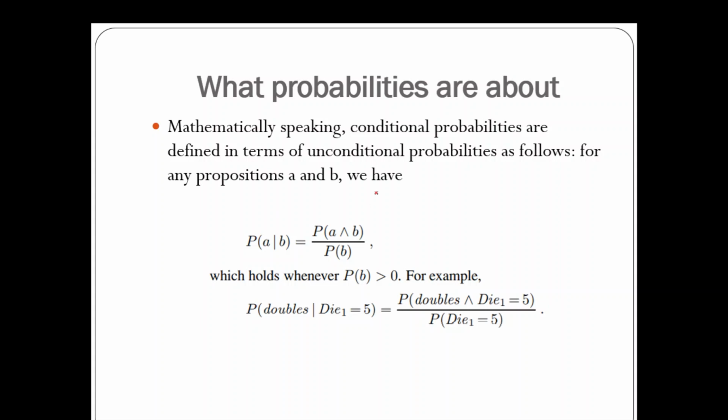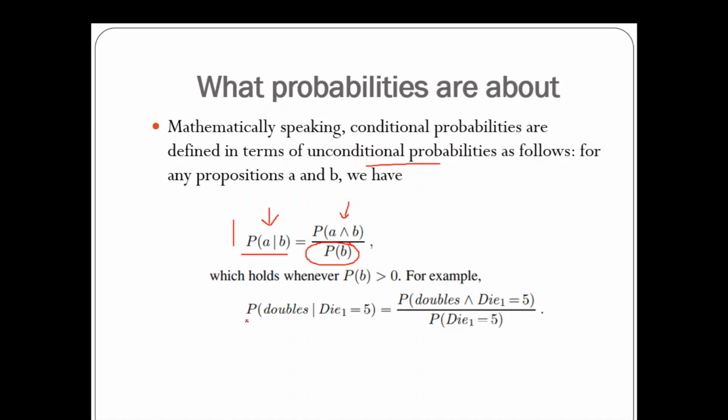So here is the formula for conditional probability. Conditional probabilities are defined in terms of unconditional probabilities. Probability of A given B is defined as probability of A and B divided by probability of B. This probability of B is an unconditional probability here. This holds whenever probability of B is greater than 0.